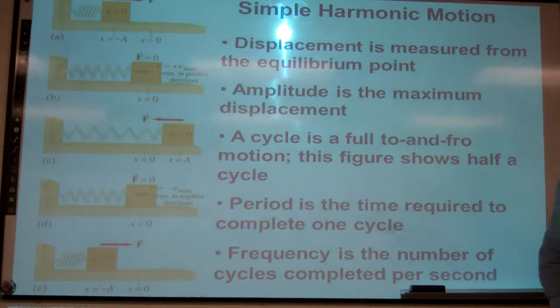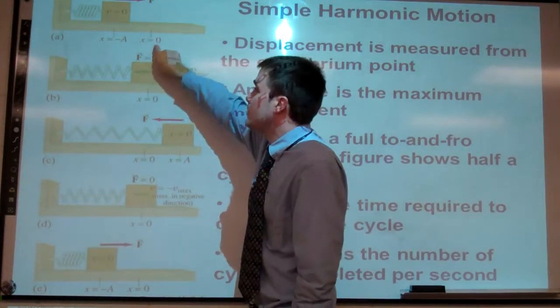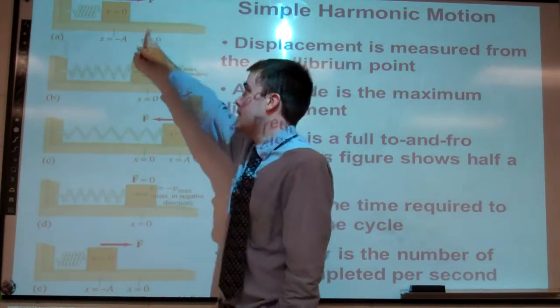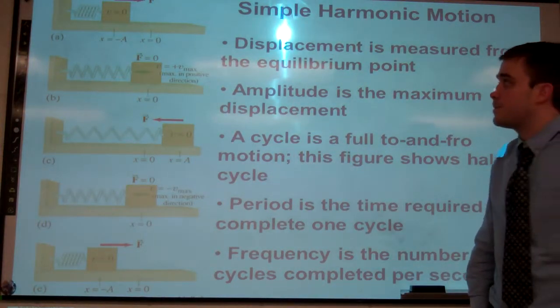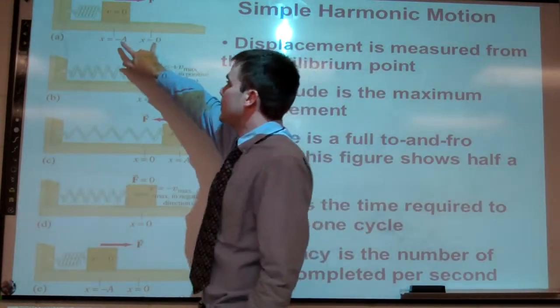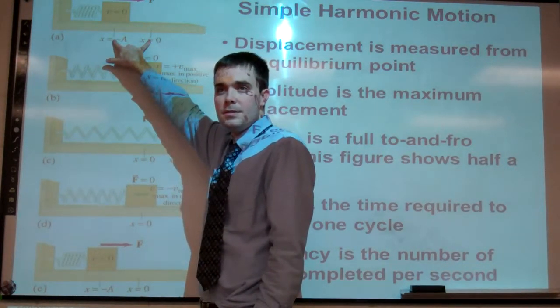Alright. So simple harmonic motion. Displacement is measured from the equilibrium point. Our equilibrium point would be where x is equal to 0. If we left the spring alone, that's where it would be, at x equals 0. Amplitude is the maximum displacement. It's the distance from the equilibrium point to where it gets the furthest away from the equilibrium point. Does that make sense to everybody?